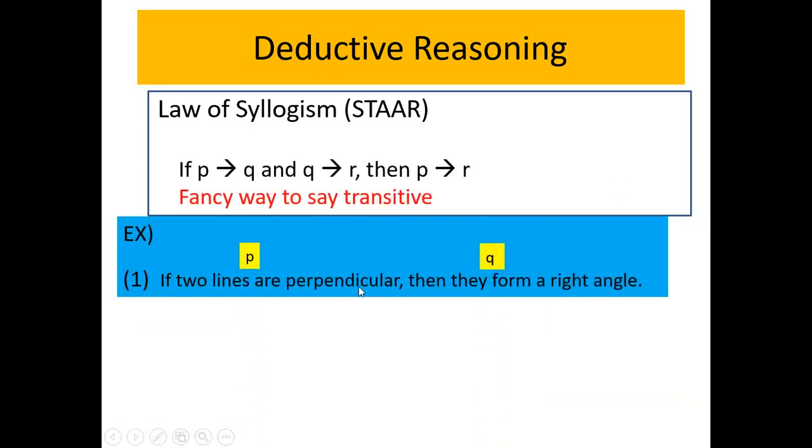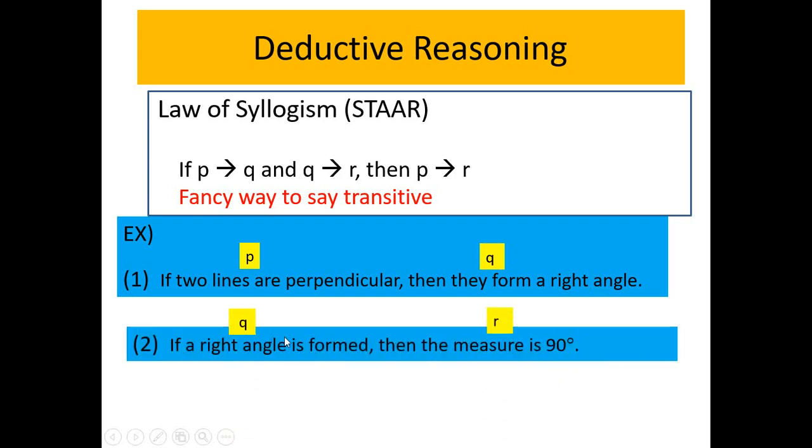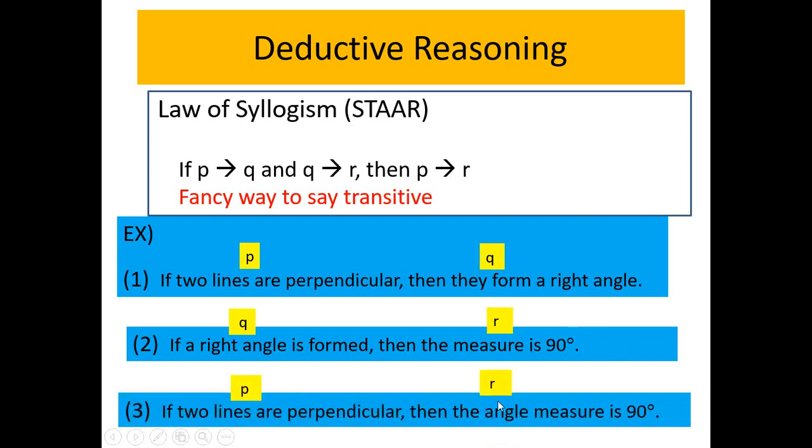Syllogism. If two lines are perpendicular, they form a right angle. Okay, what's going to go here? If two lines form a right angle, the right angle part, right? If a right angle is formed, then the measure is 90. Therefore, which two parts go together? If two lines are perpendicular, then the measure is 90, right? So you say if two lines are perpendicular, then the angle measure is 90. They add a word here or there to make it sound better, you know? So don't let it throw you that it's not exactly the same words. It just has to be the same idea.